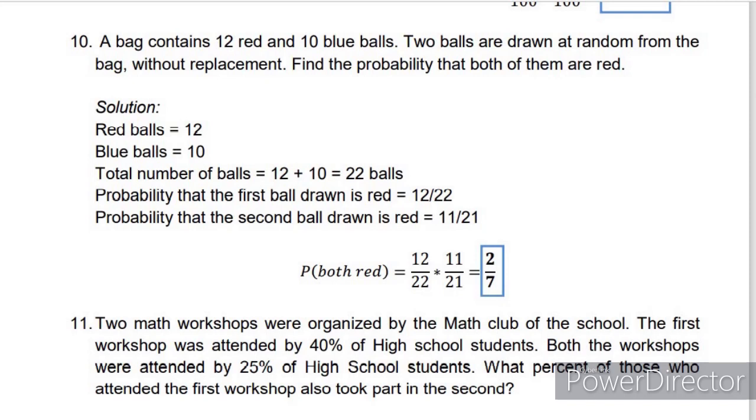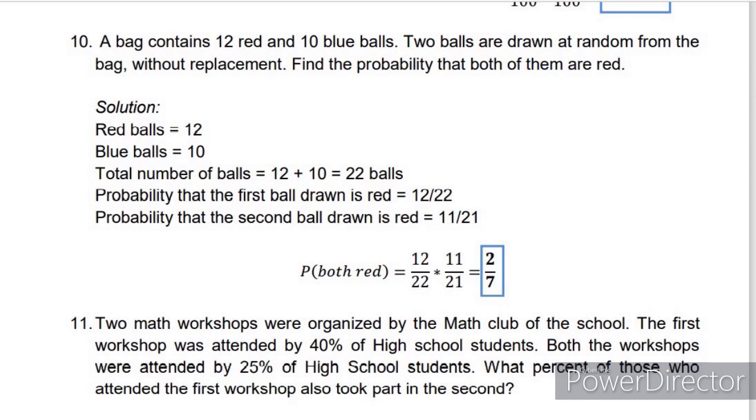So the probability that the first ball is red is 12 over 22. Okay? Since this is without replacement, okay, we will not repeat the other probabilities, by getting the probability of the second ball drawn.